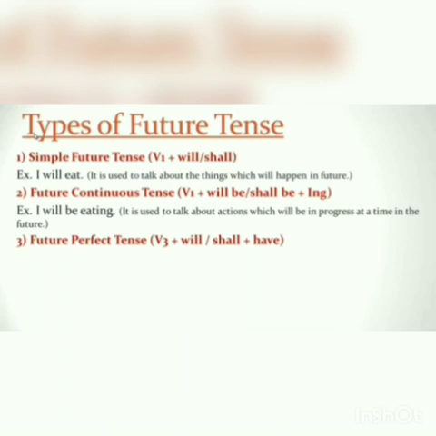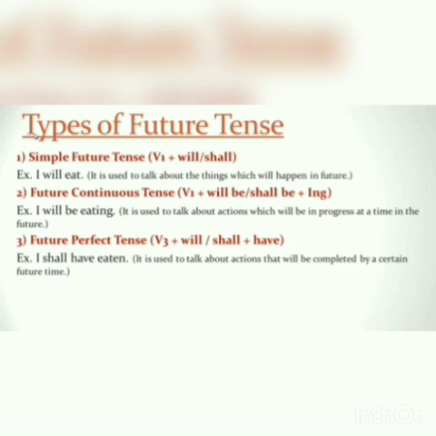Now third one, future perfect tense. If it is perfect, then it is always the third form of the verb plus future will or shall plus have. I shall have eaten.